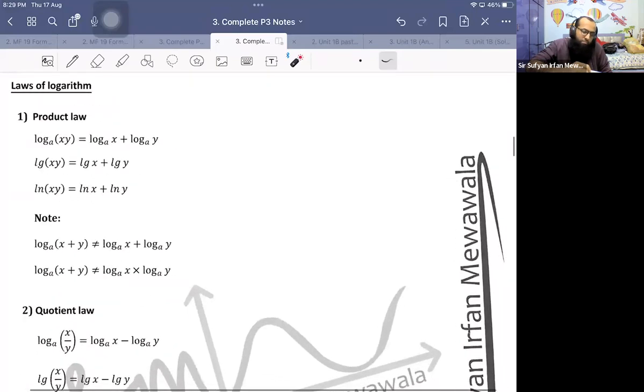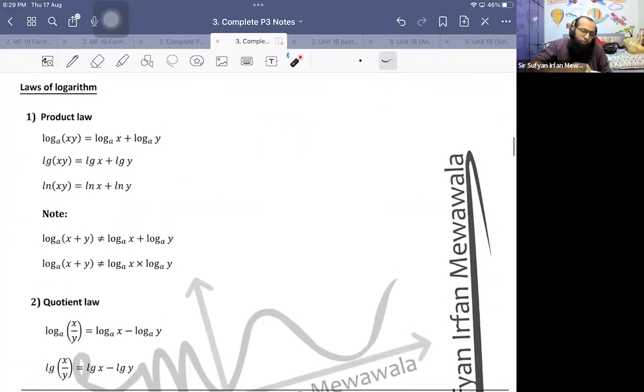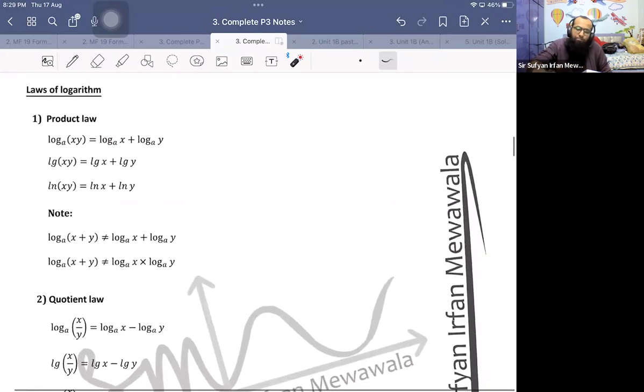Laws of logarithm. Let's move on to understand the laws of logarithm. Now there are three laws of logarithm in A2. Those who have studied additional mathematics in O levels or IGCSE, there was another law as well, and that was the change of base law. But in A2, in P3, there is no change of base law, only three laws we need to understand, right?